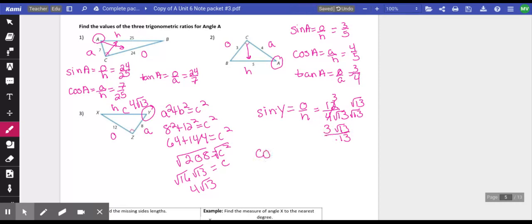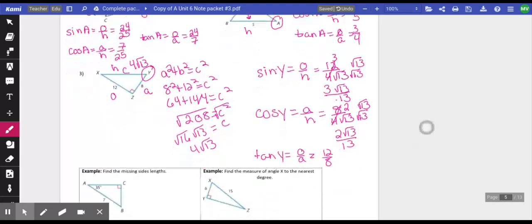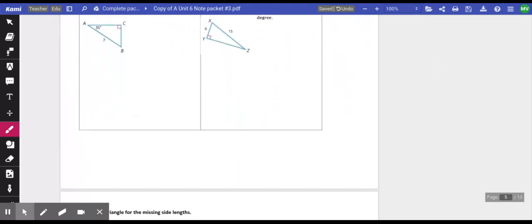Now the cosine of y is adjacent over hypotenuse. So that's 8 over 4 radical 13. Again, 4 goes into 8 2 times. Then I multiply by radical 13 over radical 13. So that's 2 radical 13 over 13. Then tangent of y is opposite over adjacent. So that's 12 over 8. I always leave a trig ratio as a fraction. It's a ratio.